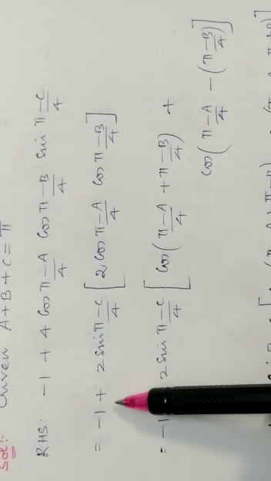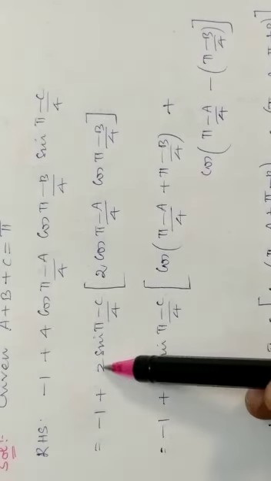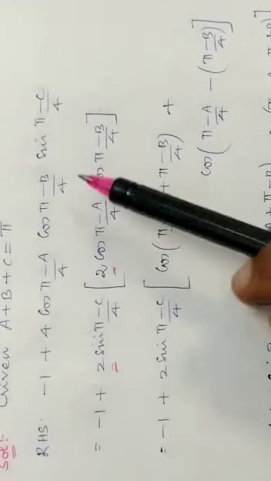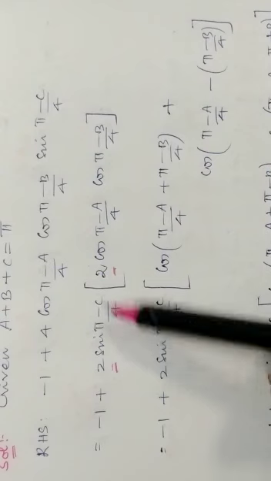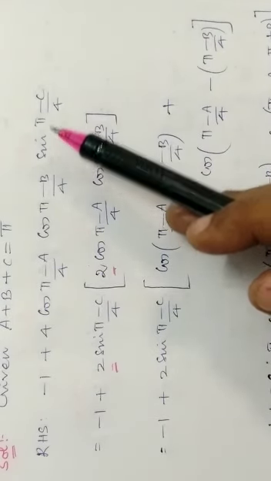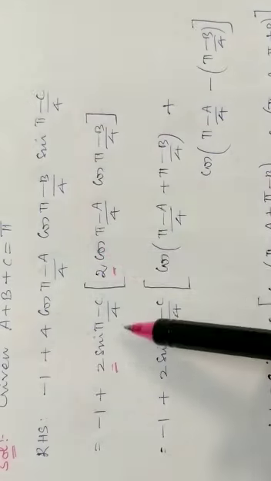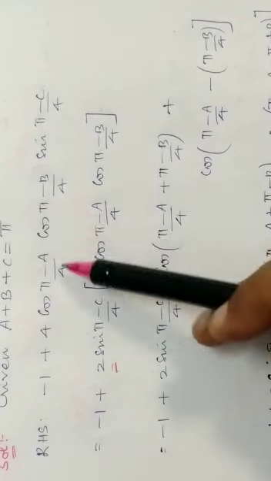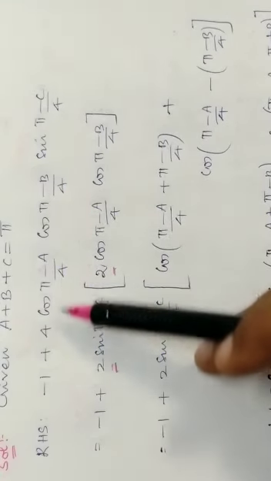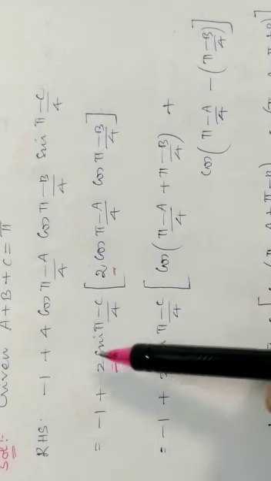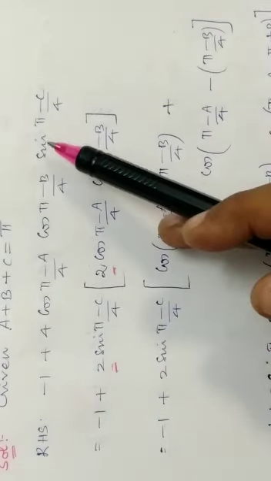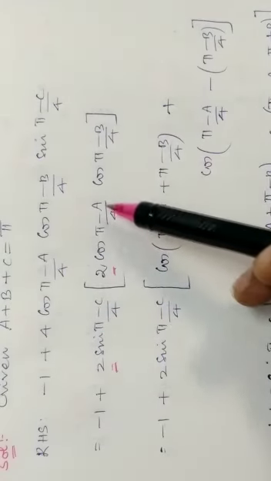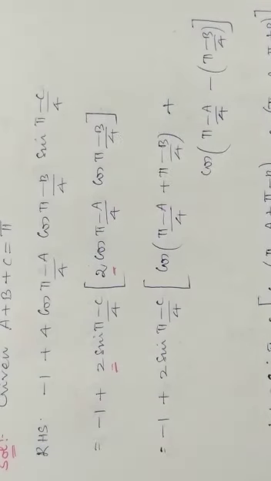So −1 plus, split this 4 as 2 into 2. Separate the C term, sin((π−C)/4), and make use of the two terms having A and B. As 4 is written as 2 into 2 and the C term is kept aside, the remaining are cos((π−A)/4) and cos((π−B)/4).